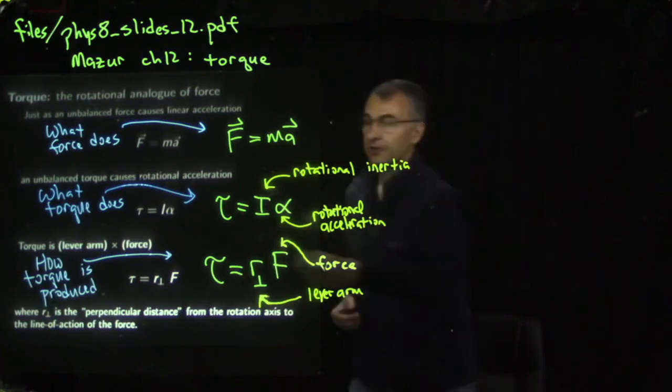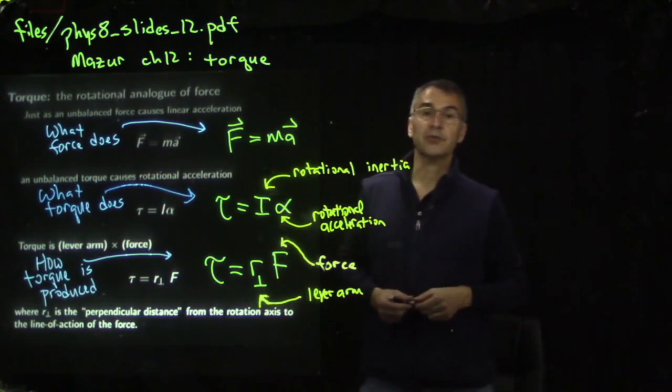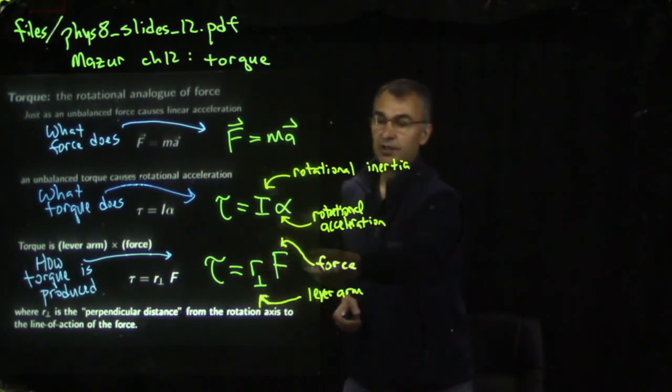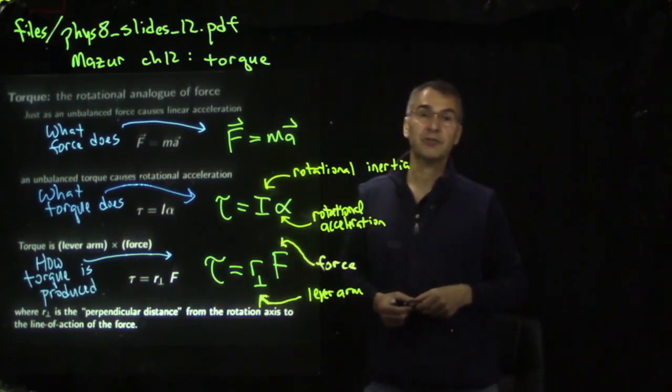How do you produce a torque? The way you produce a torque is to apply a force at some lever arm from the rotation axis. So you take a force and you apply it some perpendicular distance, and perpendicular distance we learned in chapter 11 is also called lever arm. The result of applying a force at some perpendicular distance from a rotation axis is a tendency to produce a rotation about that axis.